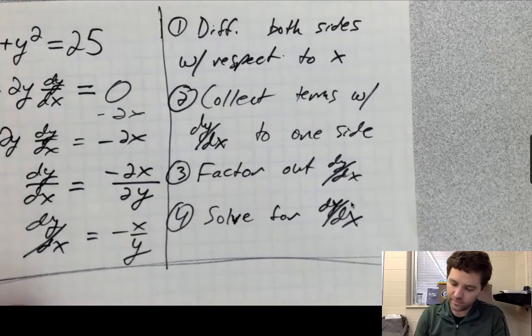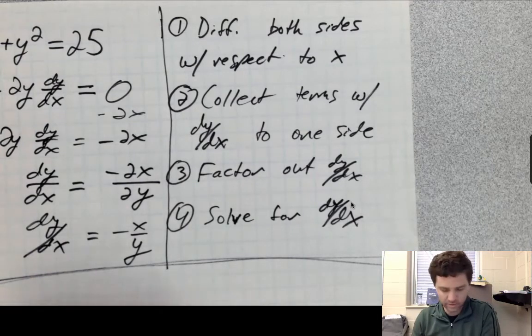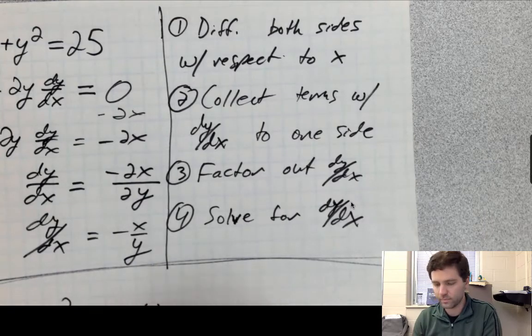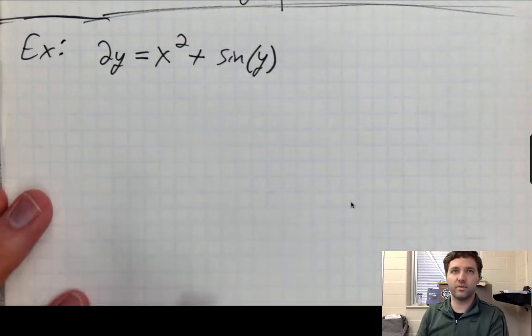So let's go with this. We want to find the derivative again. Here's my equation: 2y is equal to x squared plus sine of y. Sorry, there we go. 2y equals x squared plus sine of y.